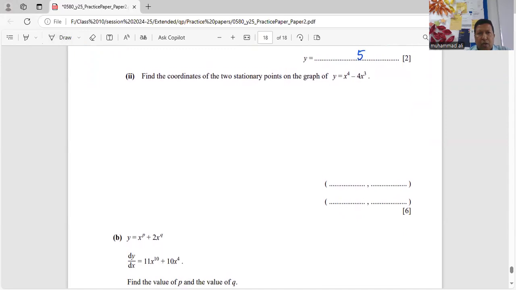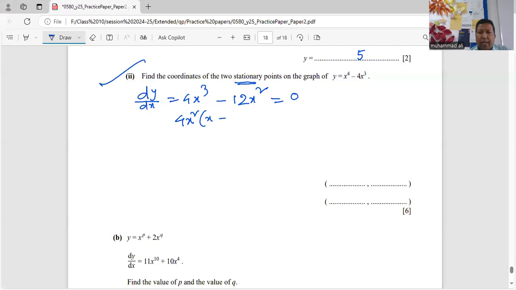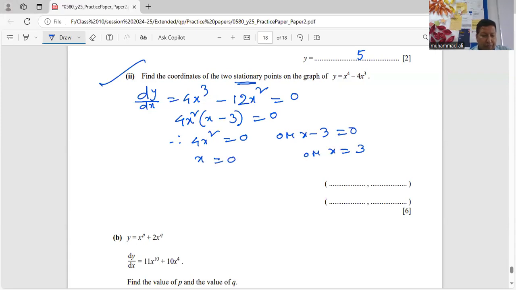Part 2, we want to find the coordinates of the two stationary points on the graph. If you want to find the stationary points, you have to do the differentiation. dy by dx equals 4x cubed, minus 4 times 3 is 12x squared. And differentiation equals 0. Now take common 4x squared, so it will be x minus 3 equals 0. Therefore, 4x squared equals 0 or x minus 3 equals 0. So we'll get x equals 0 or x equals 3.